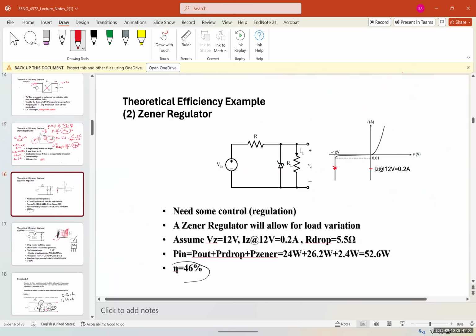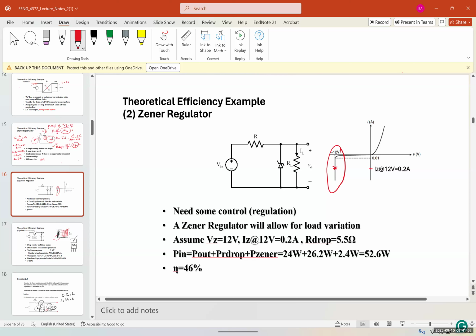We have the Zener. As you remember from electronics in the lab, we did a lab on Zener diodes. In that lab, we increased the input voltage from 5 to 10, 12 volts. And the output voltage was hovering around 6 volts if we had a 6 volt Zener. So Zener diodes are very good for low voltage if you want to have a fixed output voltage. When you need some control or regulation, we can use Zener diodes or Zener regulators.